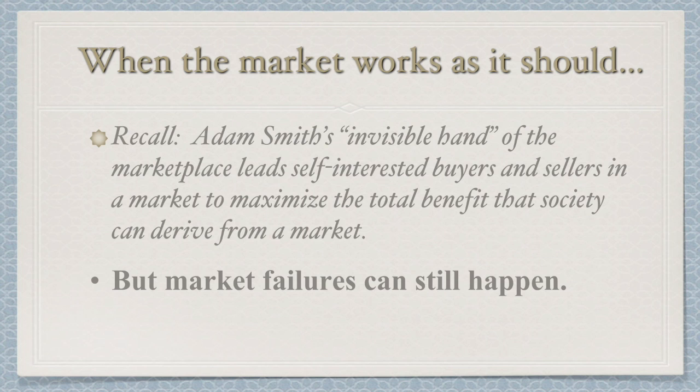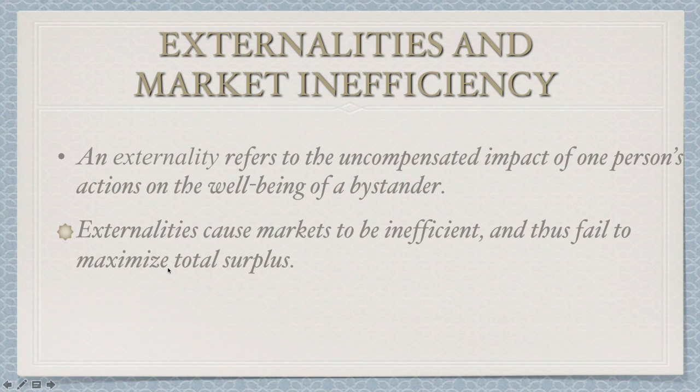If you remember, Adam Smith talked about the invisible hand, which leads self-interested buyers and sellers, acting in their own interest, to end up maximizing total benefits for society. However, it's important to note that despite Adam Smith's invisible hand, market failures still occur. Sometimes the market isn't fully functional. So the first form of market failure we're going to look at in this unit is an externality.